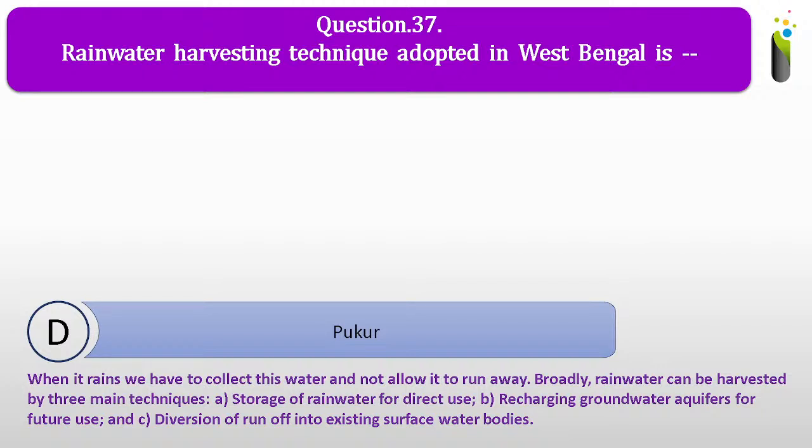When it rains, we have to collect this water and not allow it to run away. Broadly, rainwater can be harvested by three main techniques: A. Storage of rainwater for direct use, B. Recharging the groundwater aquifers for future use, and C. Diversion of runoff into existing surface water bodies.